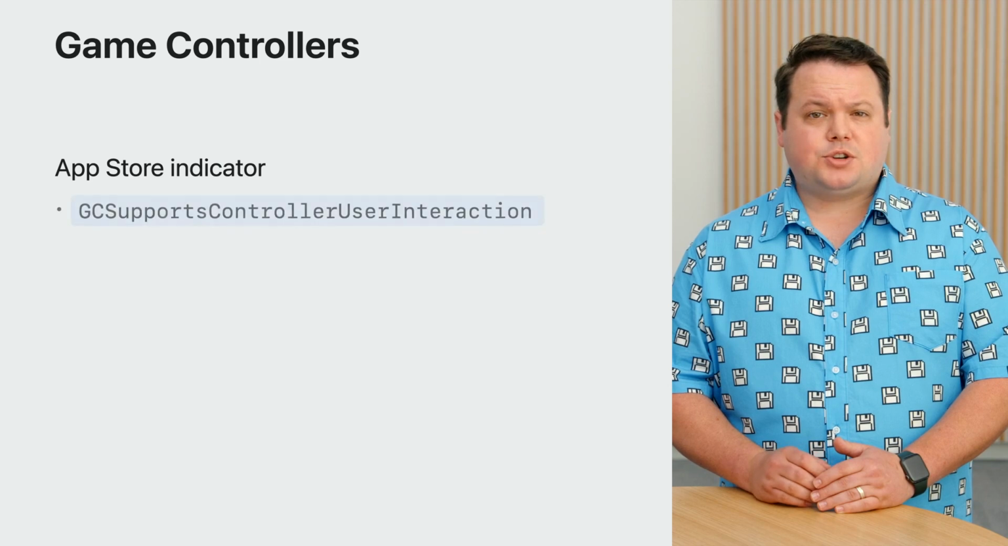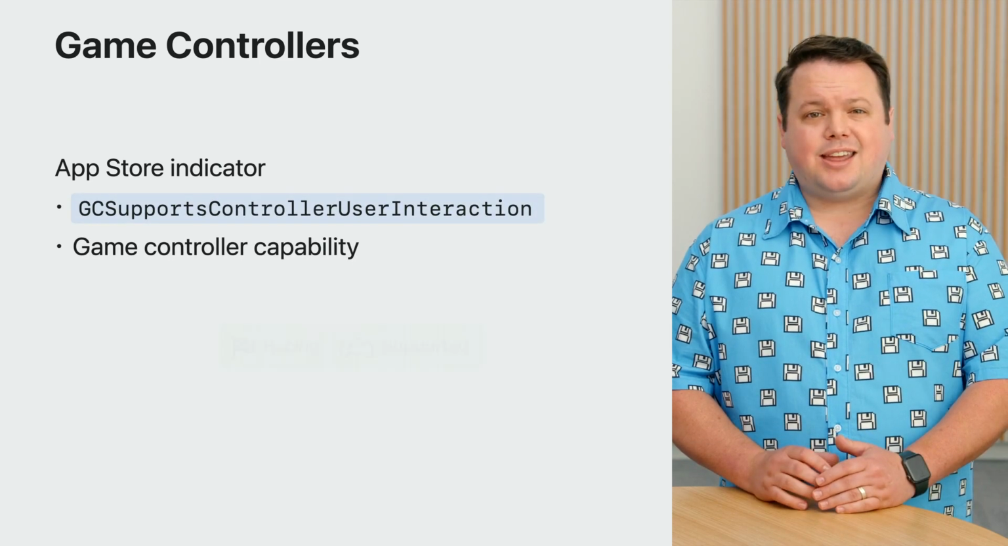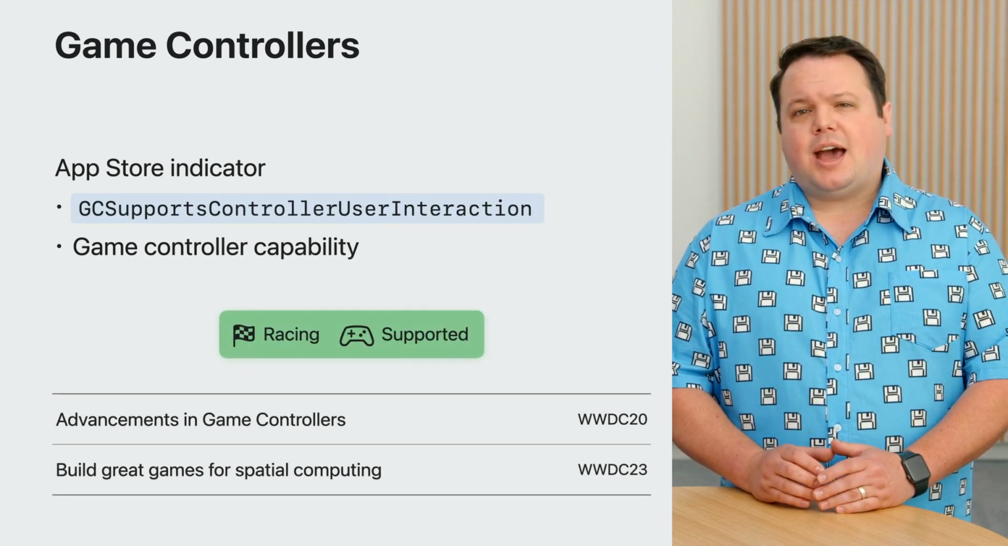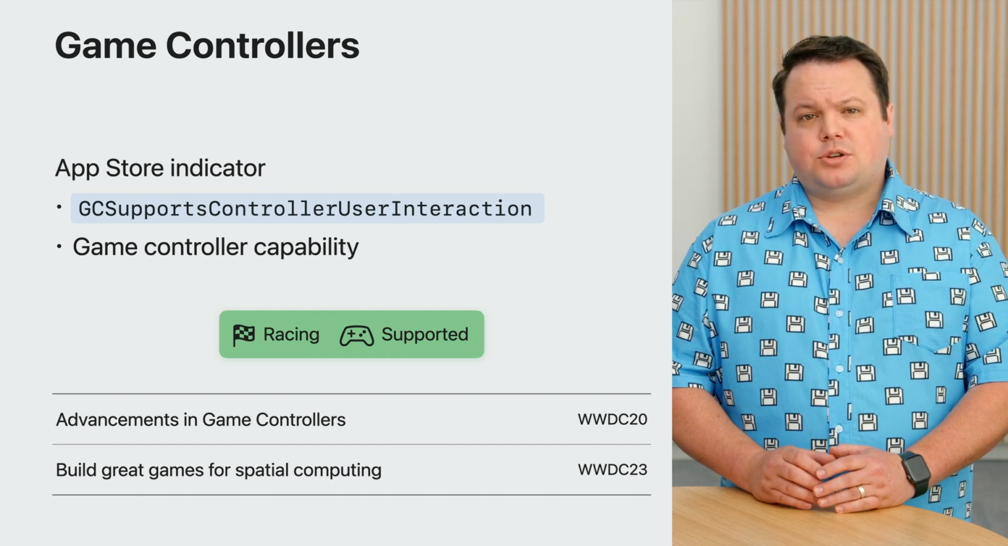Games, or other apps that need rapid or simultaneous input, need to support game controllers. iPad and iPhone apps have long been able to indicate support for game controllers. On this platform, it's even more critical for additional input methods. By including GC supports controller user interaction in the info plist and adding game controller capability, it adds a badge to the app's product page.